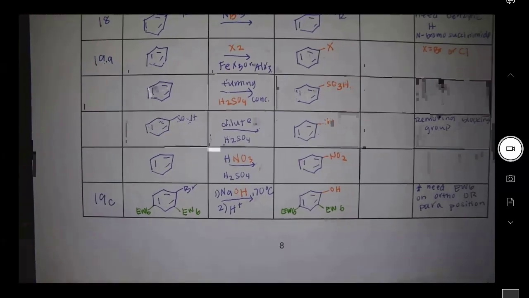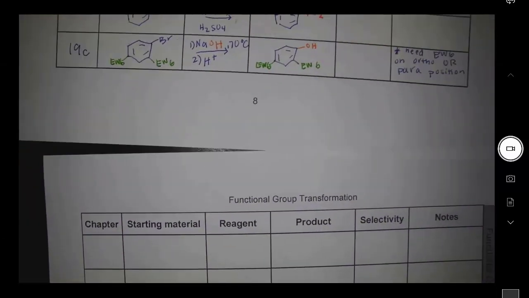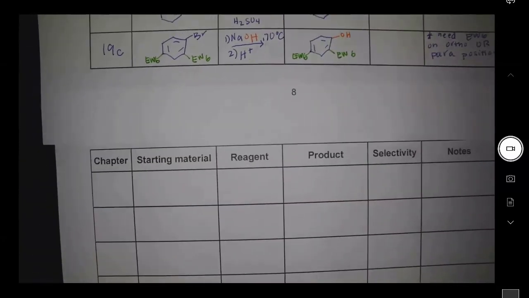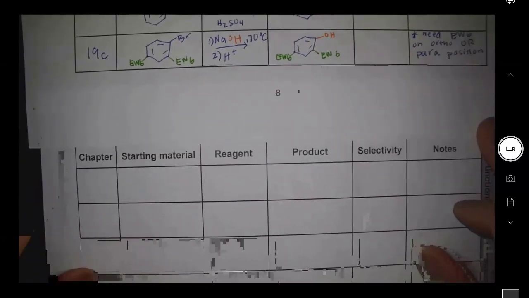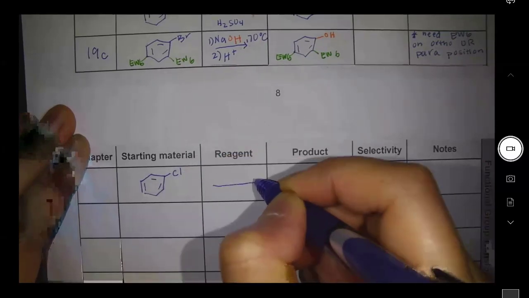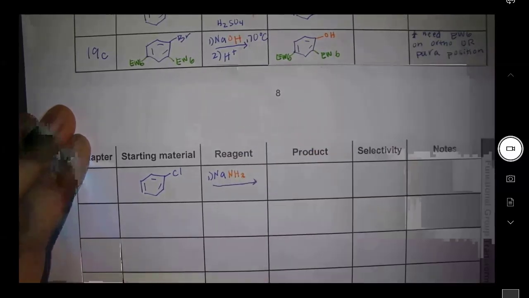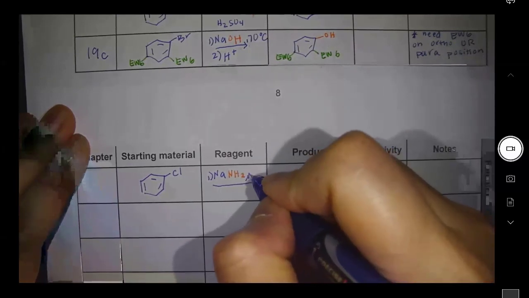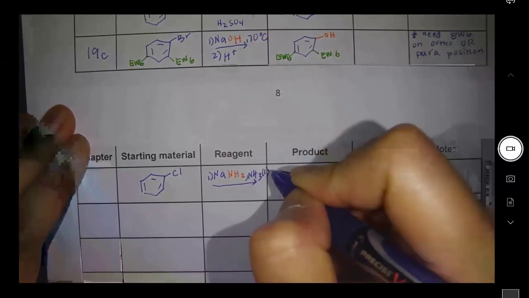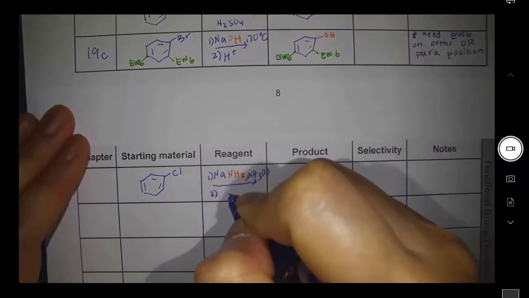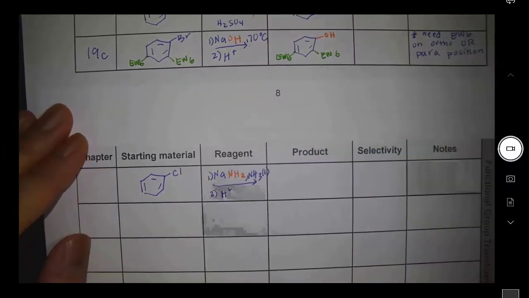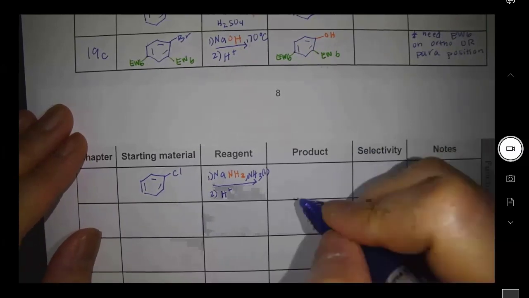All right, and then on page 9, if you have chlorobenzene, we add NaNH2. So we used that NaNH2 before in a lot of reactions with alkynes, either to form the alkyne or to do a reaction with it. So we know it's pretty nucleophilic. And if you add that sodium amide to chlorobenzene, that will actually make aniline.